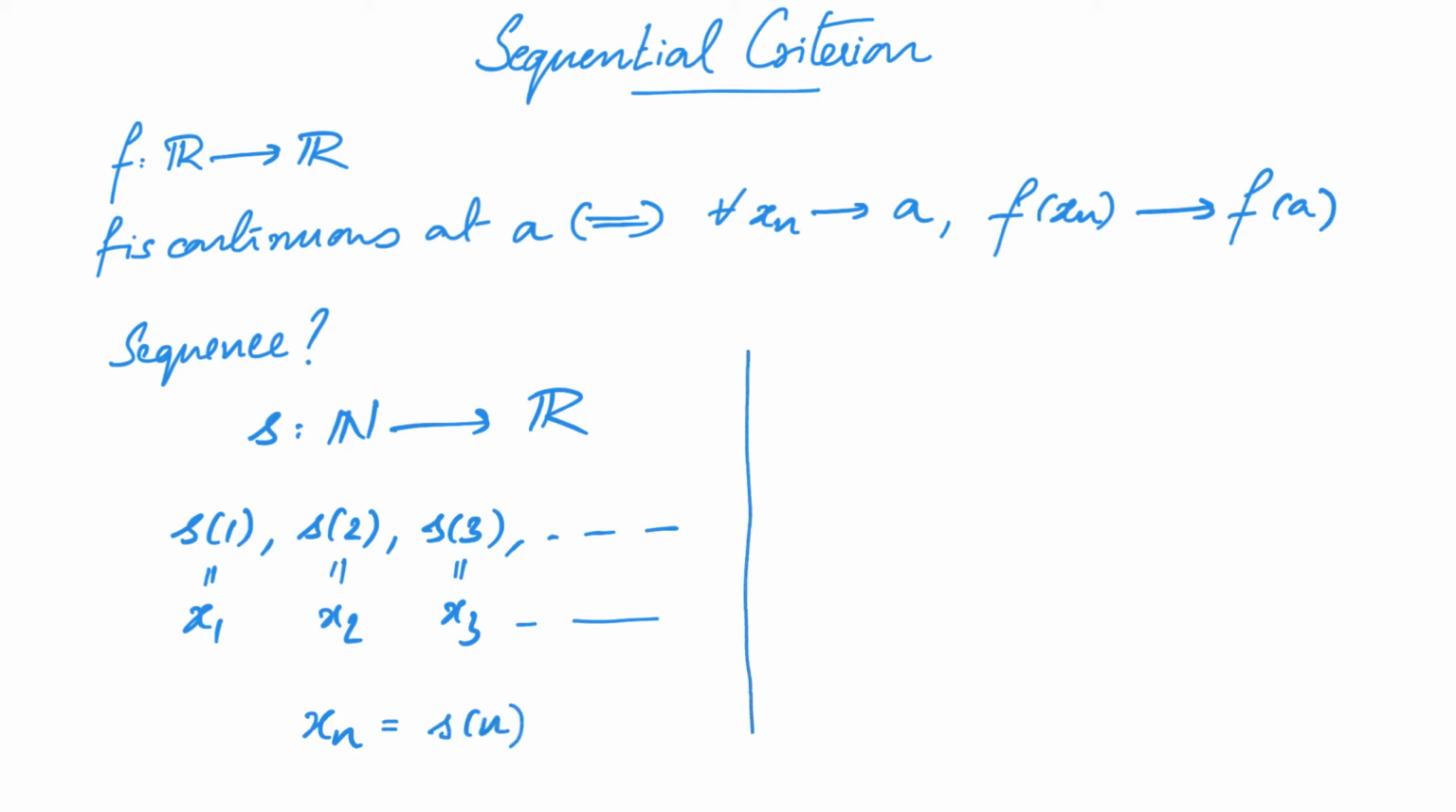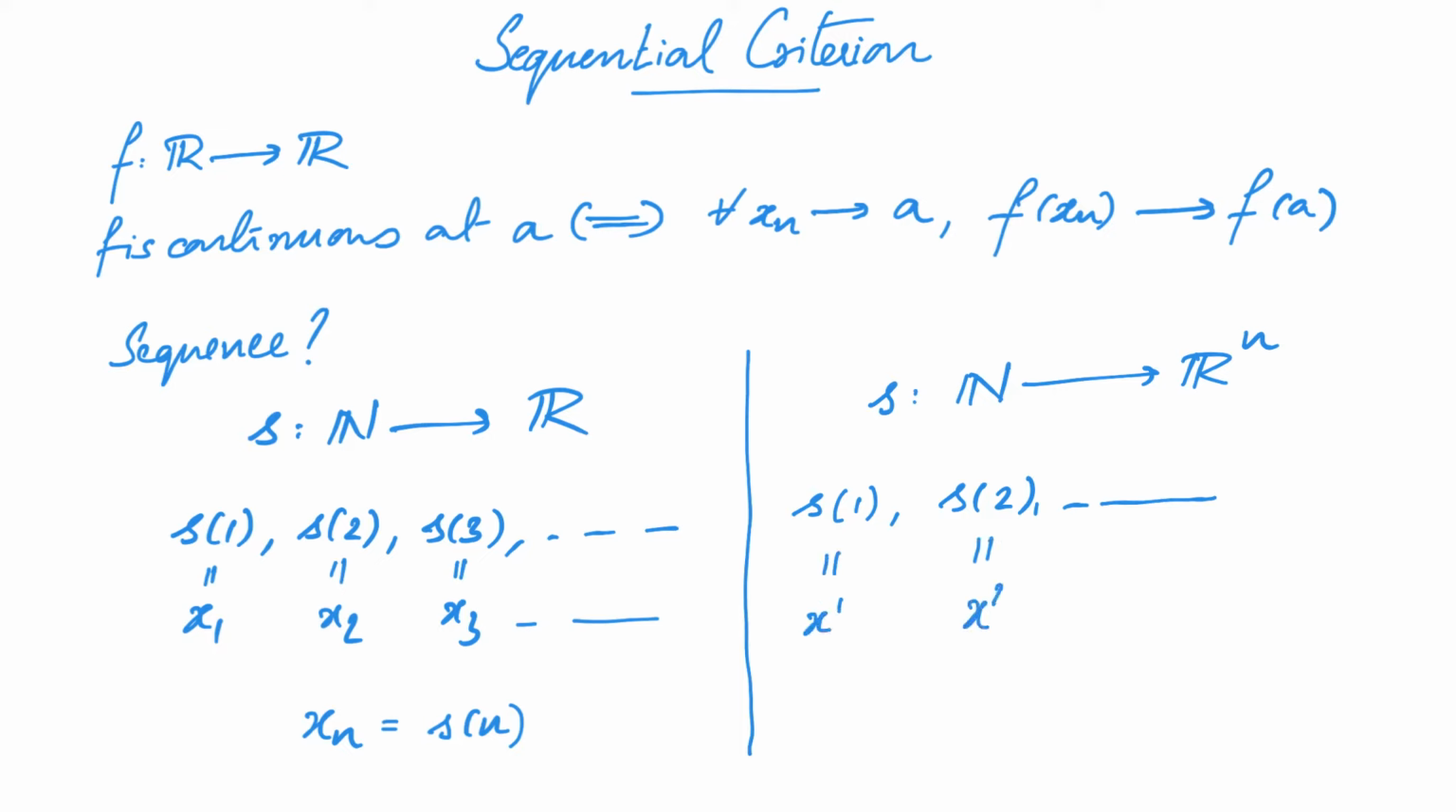Now we can ask a question. What would be a sequence of elements in Rn? Or in other words, a sequence of vectors in Rn. A sequence of vectors in Rn would be a function from the set of natural numbers to Rn. That means the vectors s of 1, s of 2, etc. form a sequence. Once again, we may express s of 1 as x1, s of 2 as x2, and so on.